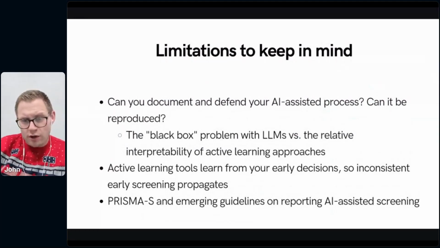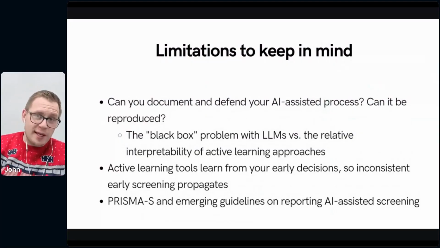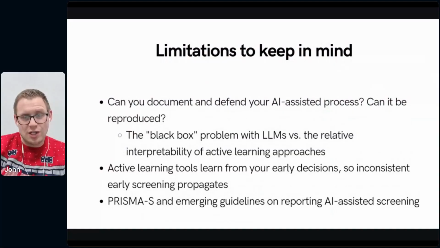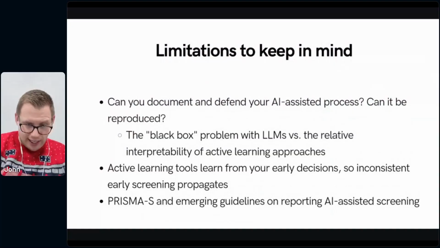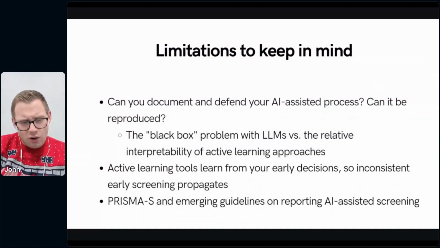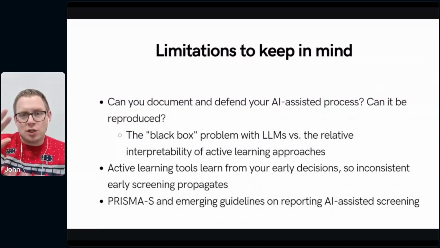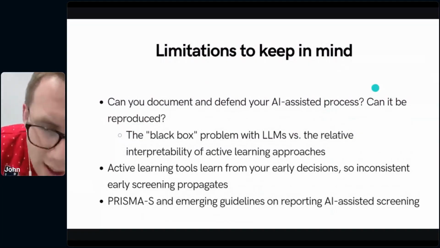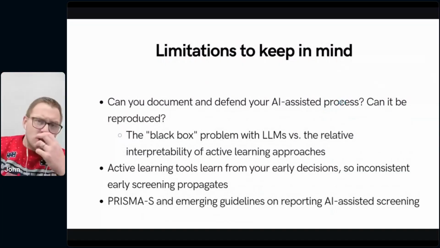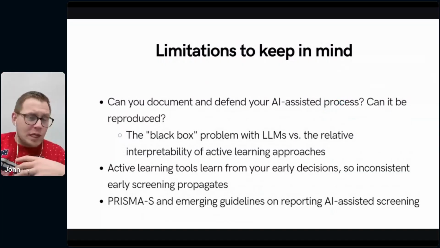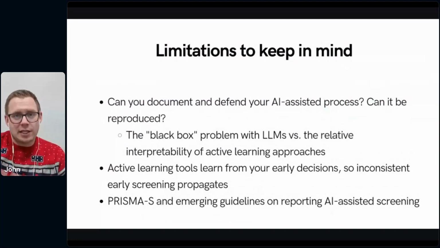Active learning tools learn from early decisions. So if you don't do a good job of being consistent in your early screening decisions, that propagates. And then finally, there's a whole range of emerging guidelines coming out about AI-assisted screening. Once again, that specifically relates to very formal health science type systematic reviews. But I would make sure to stay on top of them just to make sure you're not using any methods that are basically against recommendations and will affect your ultimate ability to get published.